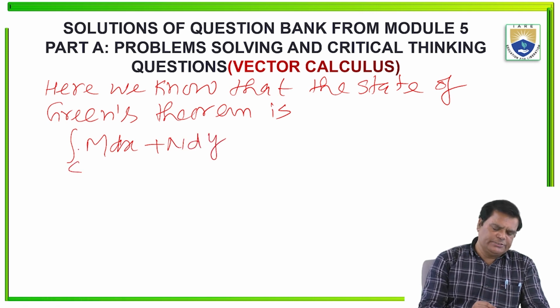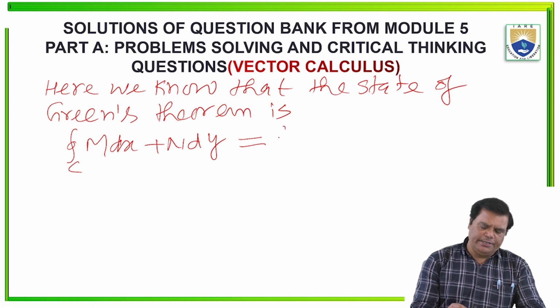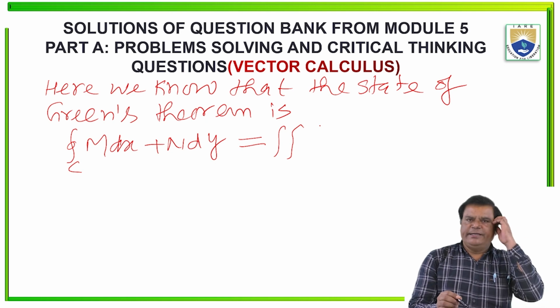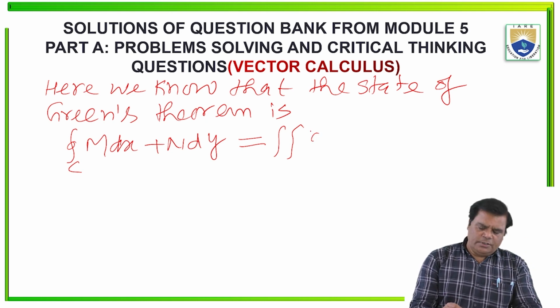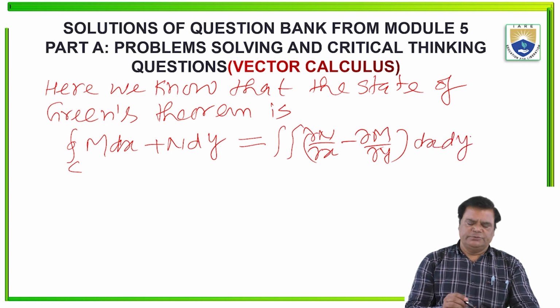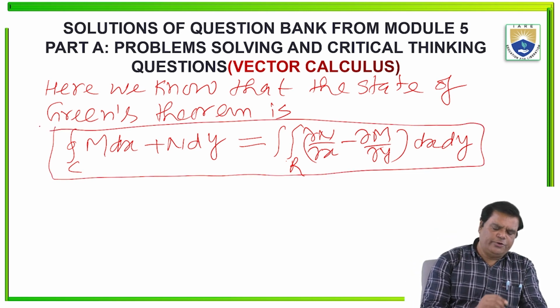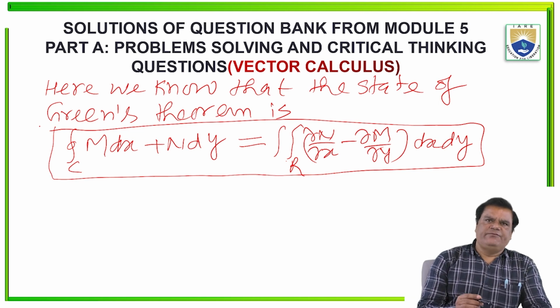This is the line integral over C. The line integral is equal to an area integral, a double integration of (∂N/∂x minus ∂M/∂y) dx dy over the region R. This is a statement of Green's theorem.